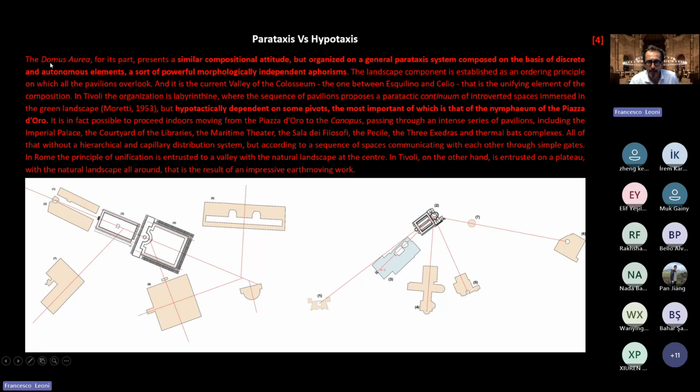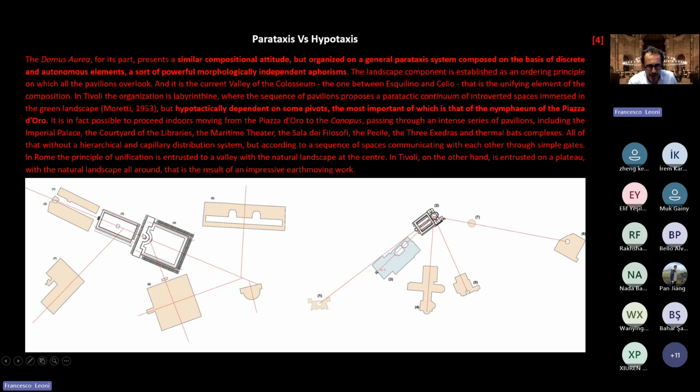Let's move back to the Domus Aurea in Rome, the House of Nero. The Domus Aurea, for its part, presents a similar compositional attitude, but organized on a general paratactic system composed on the basis of discrete and autonomous elements. You can see on the left side of the slide the composition of Domus Aurea, and on the right part of the slide the composition of Villa Adriana.